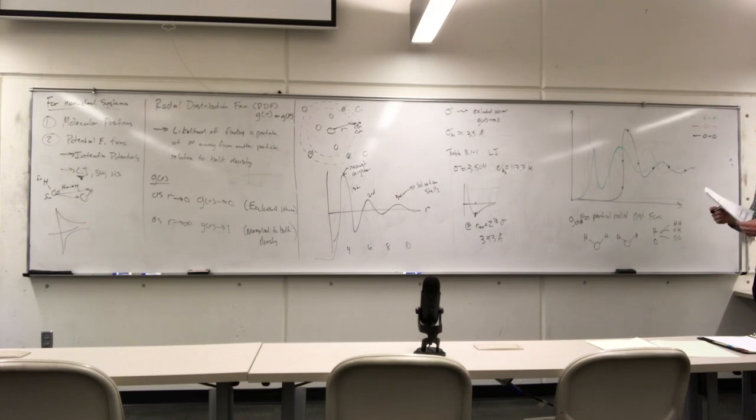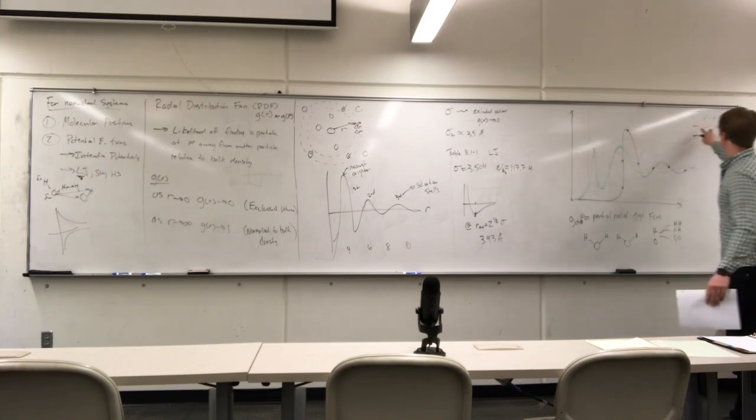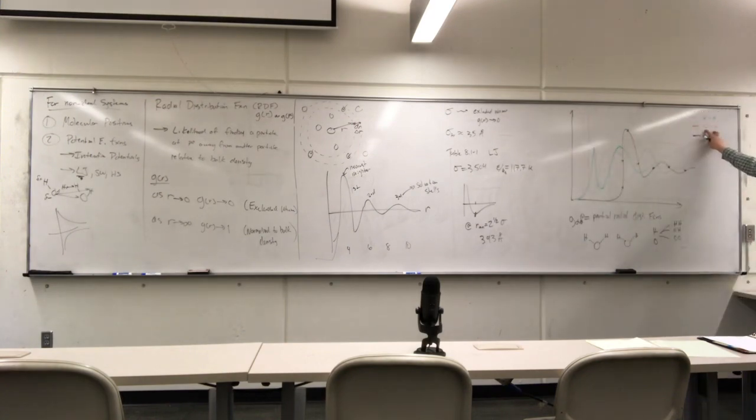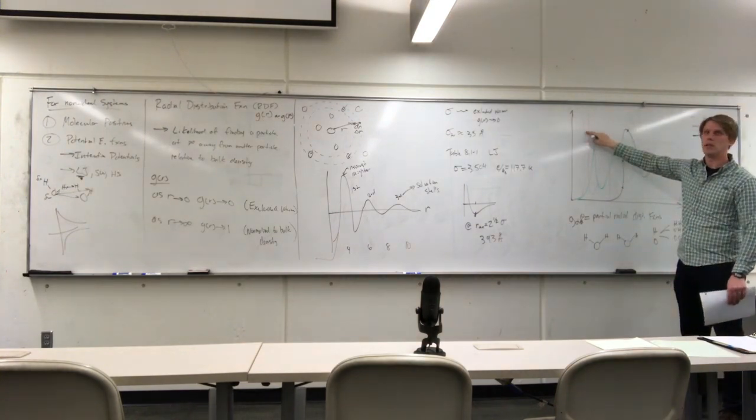So based on here, I haven't heard the right answer yet. It's about 1. How do we know? This peak right here. This is the oxygen-hydrogen radial distribution function. And why is it really, really big?